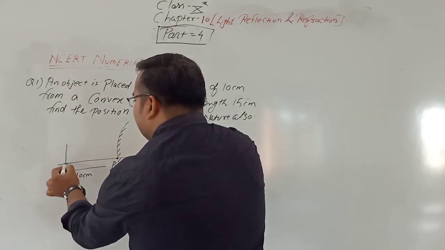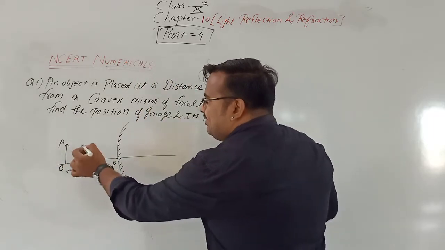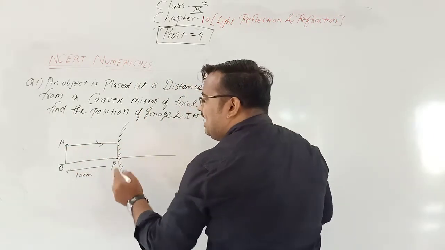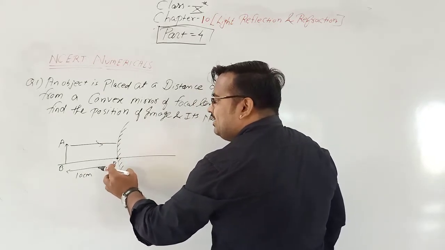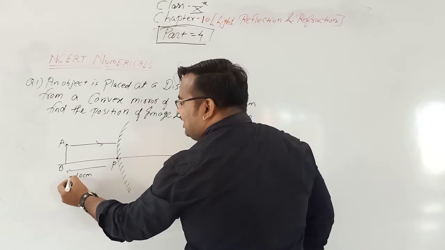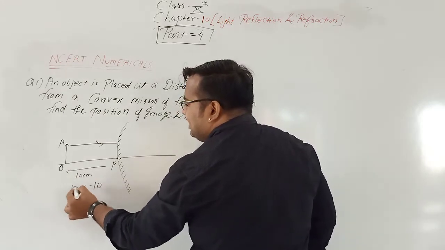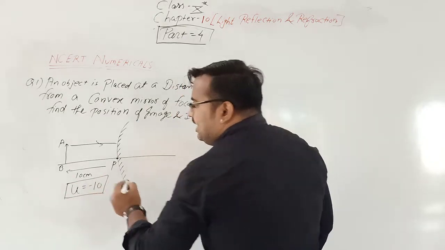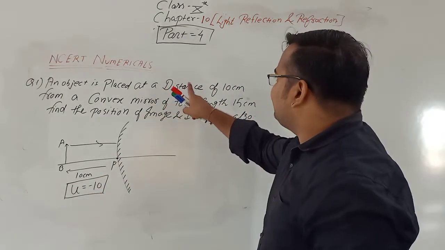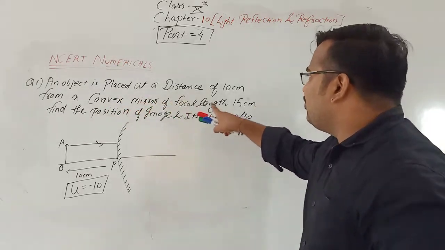So for example, here the object is there, A and B. Now 10 centimeter, see, this is the direction of incident ray, and we are taking the object 10 centimeter from a convex mirror. That means this line would be negative. That means the object distance would be negative.